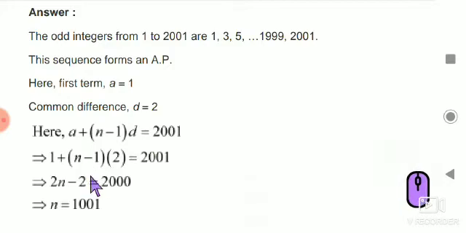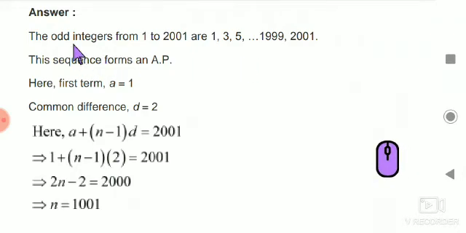A is 1, (n minus 1) into d is 2, which is equal to 2001. By solving this equation, we get 2n minus 2 is equal to 2001 minus 1, that gives 2000. Therefore, 2n is equal to 2000 plus 2, that gives 2002, divided by 2, that gives n is equal to 1001. Meaning 2001 is the 1001st term of this progression.